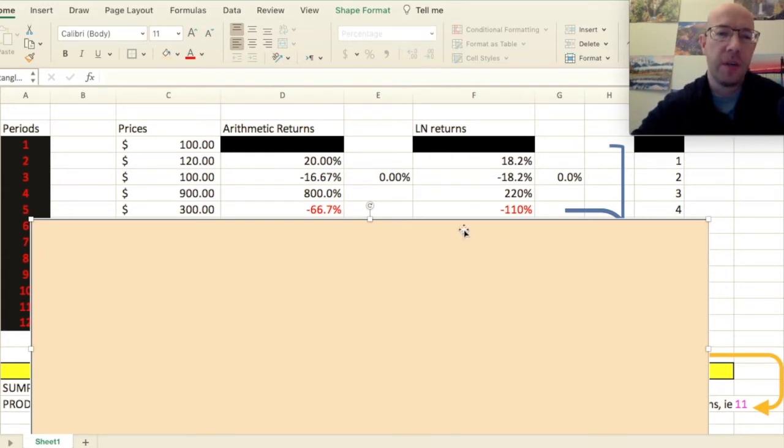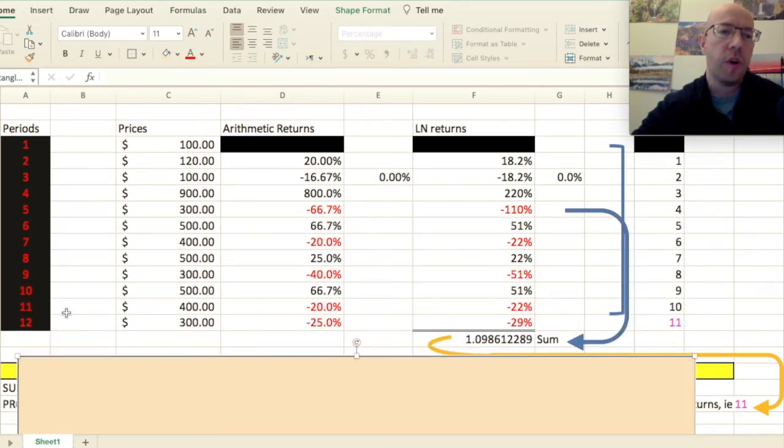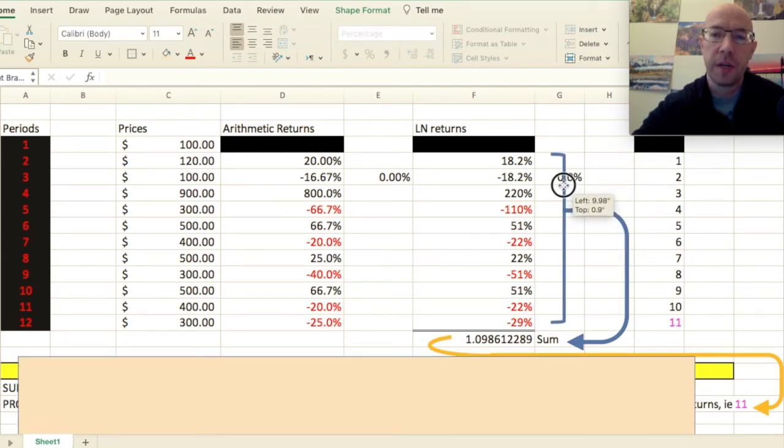Now, one thing I did is I picked these prices, and you can see I made it 12 periods. So we'll say 12 monthly returns, which is nice. I'll put this back over here.